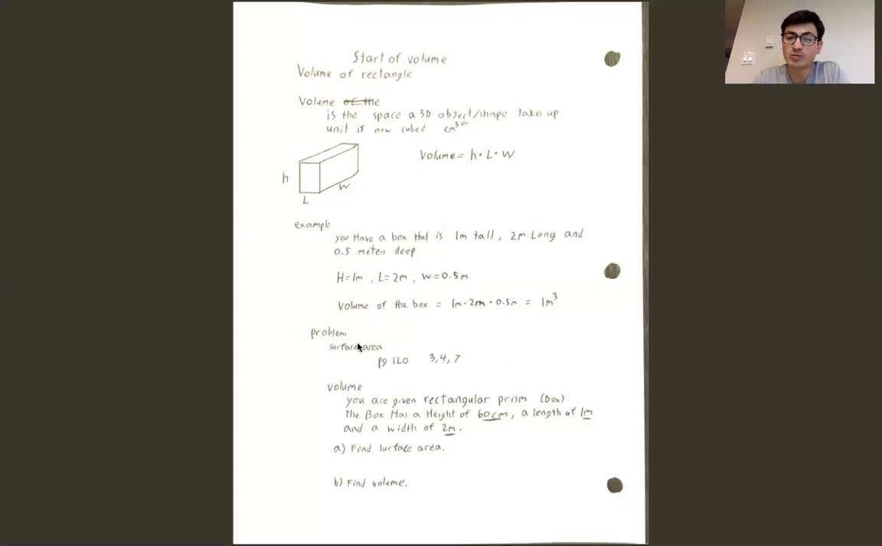So I have some problems to work on from the workbook. If you go to page 120, I'm going to get you to do problems 3, 4, and 7 from the workbook, as well as the problem I gave you down here. So I've given you another rectangular prism. I actually used the word prism this time, a box, and I gave you the dimensions. So I want you to find the surface area and the volume of this box.